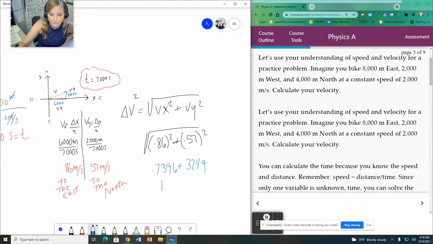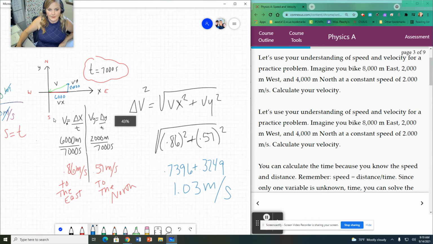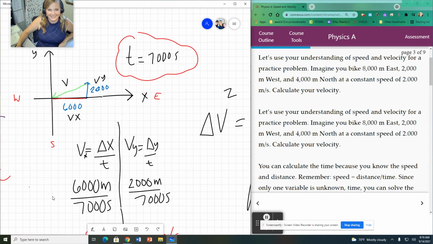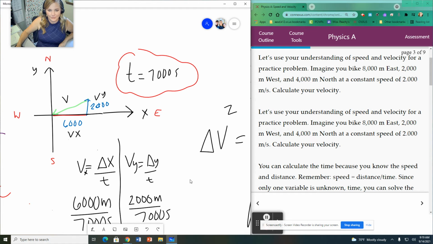If it's multiple choice, you'll need to make sure you follow the rules of rounding. Okay. And then because we're taking its velocity, it's meters per second. So that is our meters per second, and that is what V is, right? Right here. 1.03.